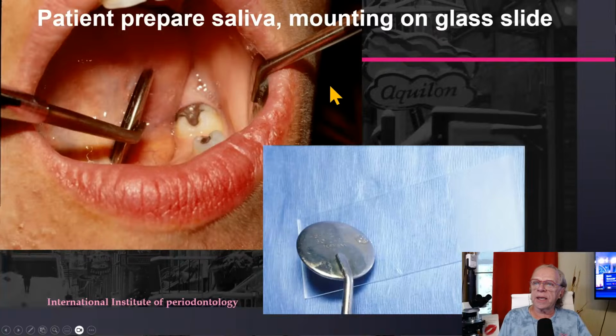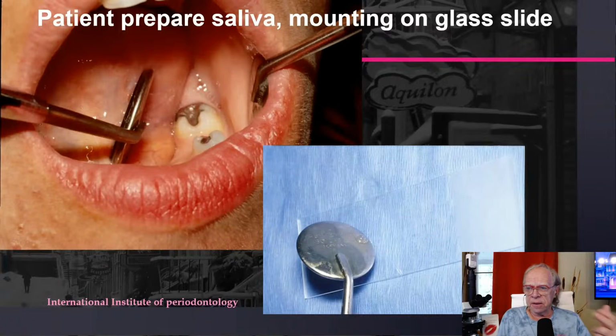So what we take is saliva to do the mounting. Never use water, never use physiologic serum or saline, because you kill the parasite at the same time. Okay, so this is very, very important. This is the biggest mistake for years and years and years.